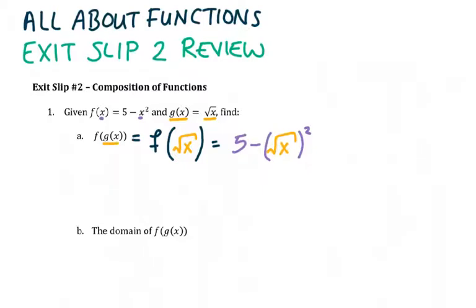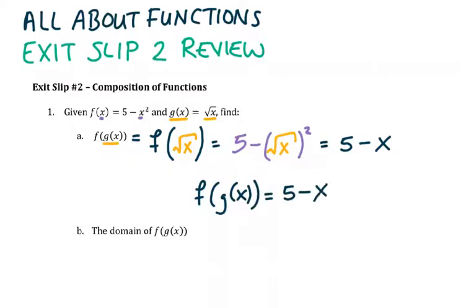I'd encourage you to take one last step just to simplify. We can see here that when we square a square root, we're left with just the quantity under the radical. So I'll just end by saying f of g of x in its simplified form is equal to 5 minus x. So really either of these answers would be just fine.